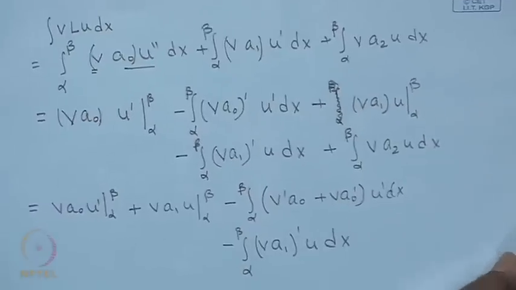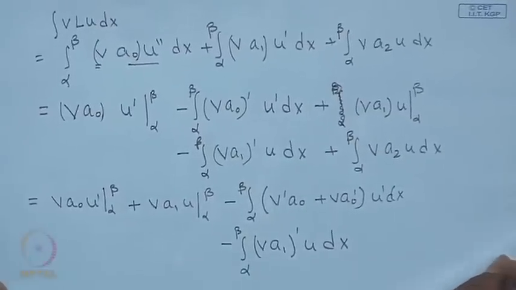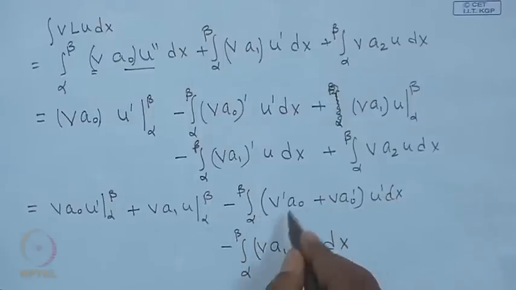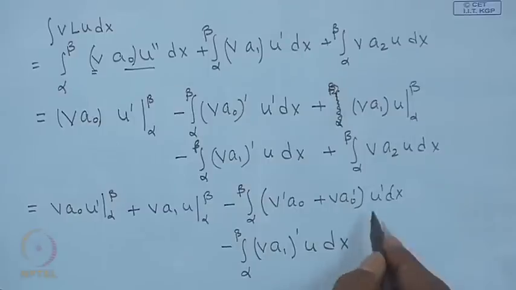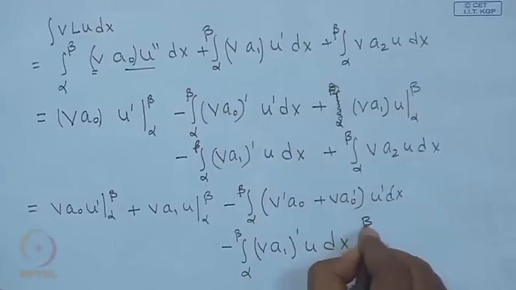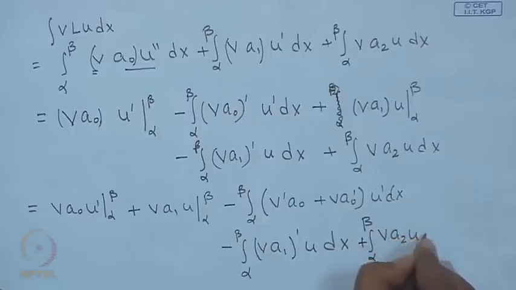So, if you look into this equation, you will be seeing that in the differential form inside the integration, this has u, but this has u prime, u dash. So, we can break down, we can even carry out this integration once again and see what we get. Okay, we have missed one more term here. So, we should write the last term alpha to beta v a to u dx.